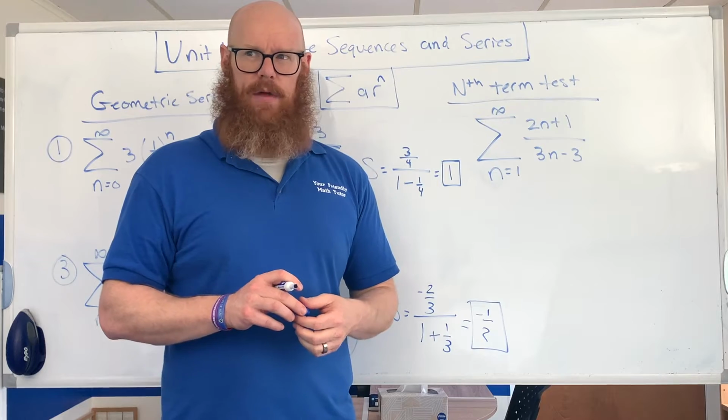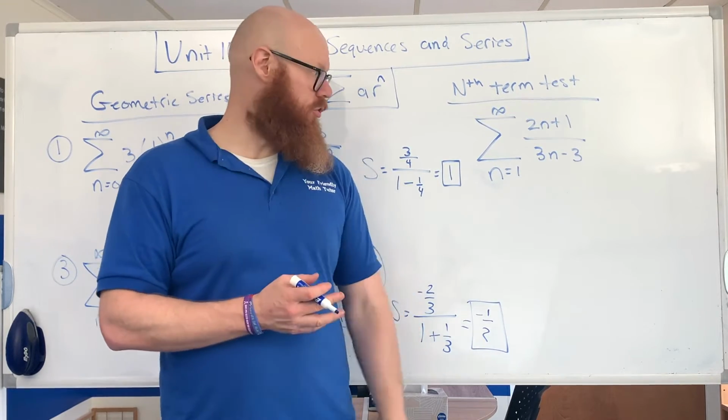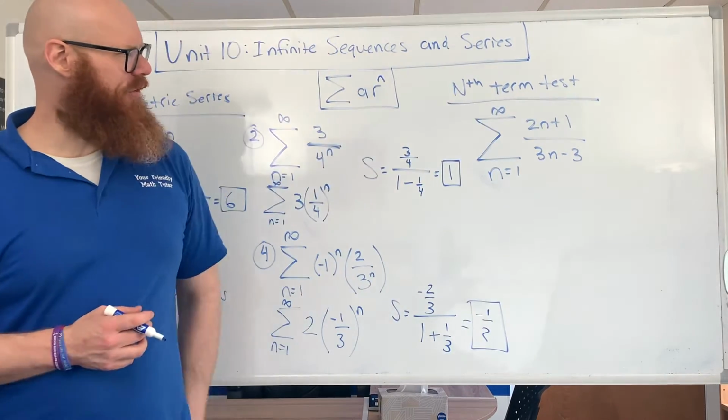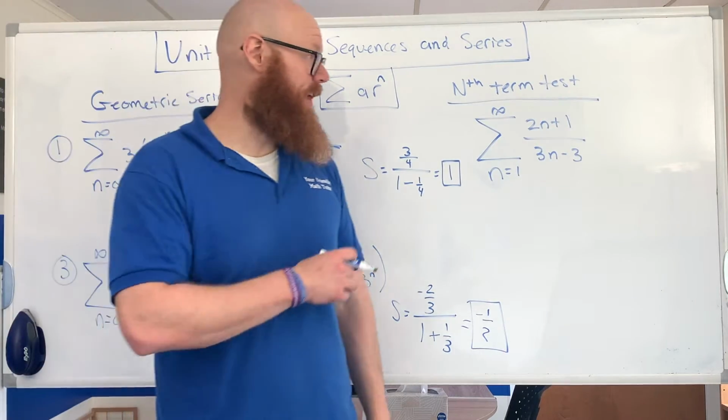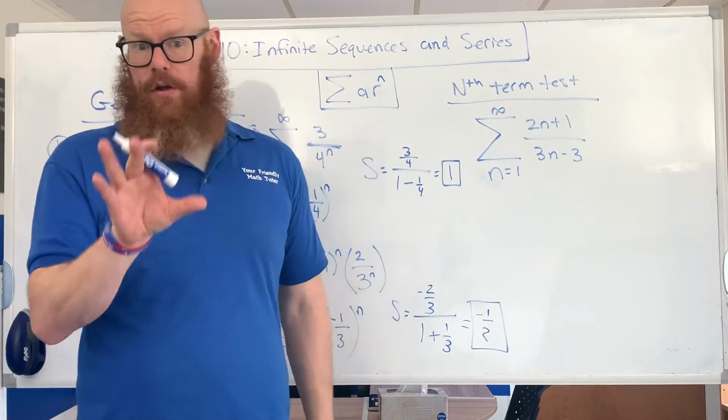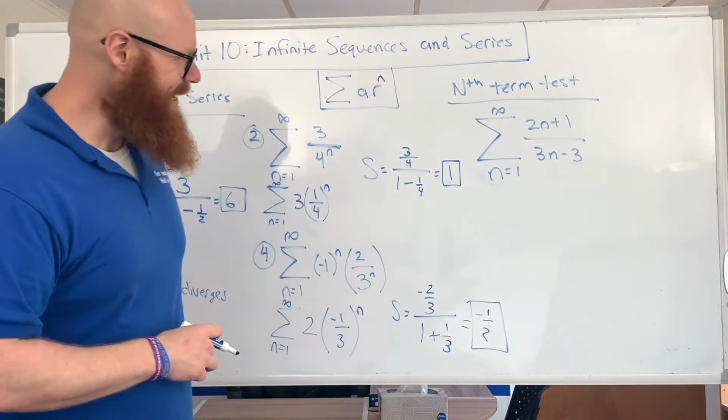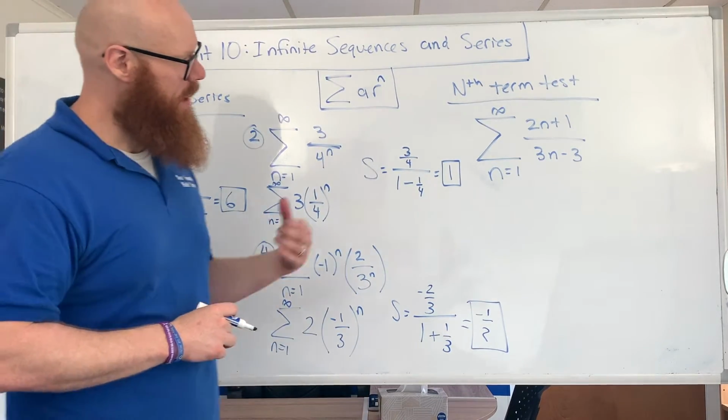Okay. So now let's start to look at other types of series and different tests that we can use to figure out whether they converge or diverge. So one is called the nth term test, and a lot of times it's really just the nth term test for divergence because that's all it's going to tell us. So the idea is this.